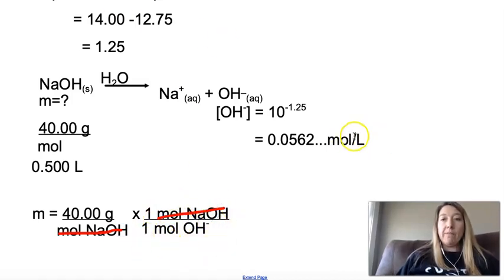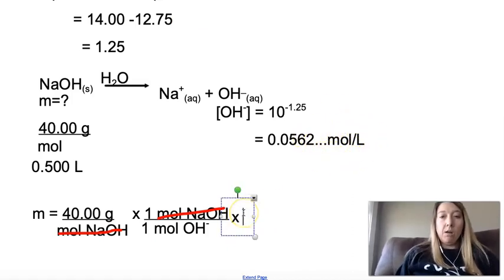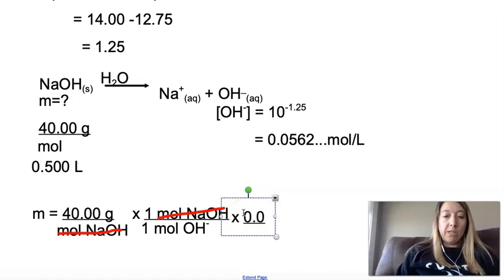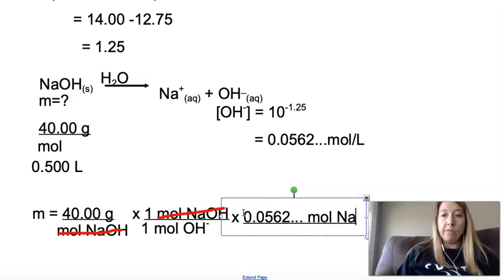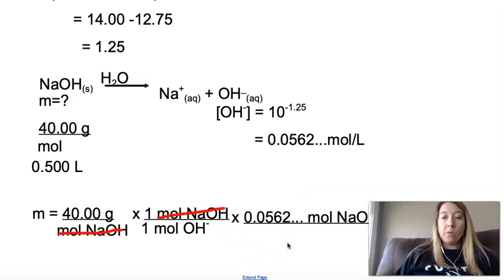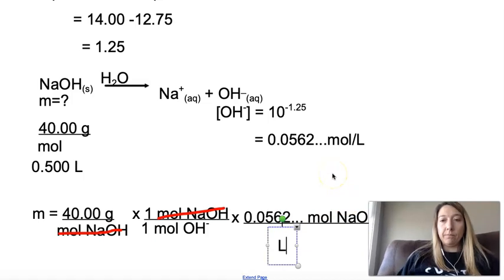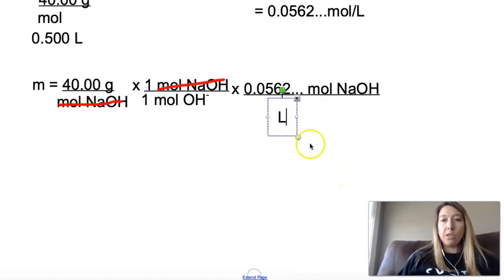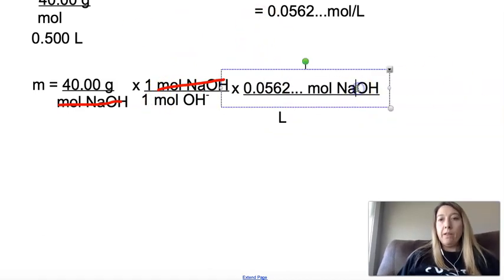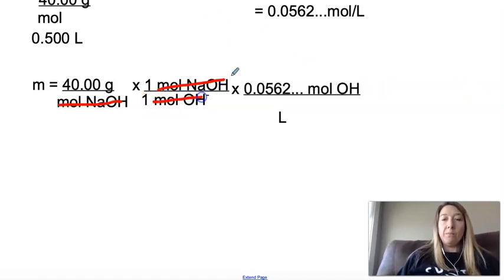So again, I look at my givens. Well, this has moles of OH, so I'm going to use this. So I'm going to say times 0.0562, again, making sure I'm using that whole number in my calculator, moles of OH, and that is going to be per liter. And so now we have canceled out, oh wait, why did I write moles of NaOH? That's not moles of NaOH. That is moles of that OH. Okay, now we can cancel out moles of OH. So now we have grams per liter.